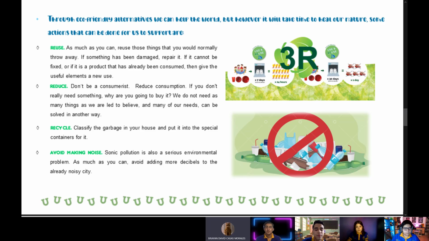Through eco-friendly alternatives we can help the world, but however, it will take time to heal our nature. Some actions that can be done for us to support are: Reuse. As much as you can, reuse those things that you would normally throw away. Reduce. Don't be a consumerist. Reduce consumption. If you don't really need something, why are you going to buy it?